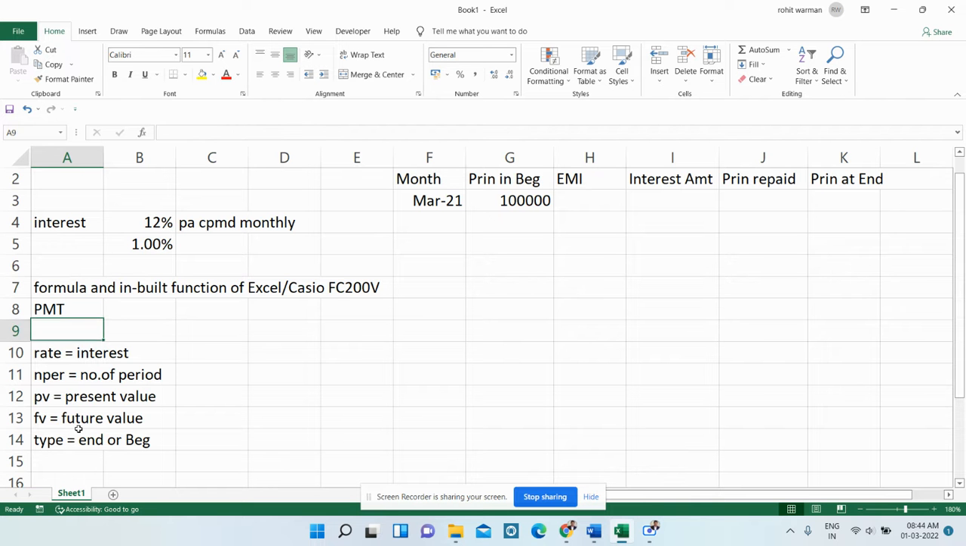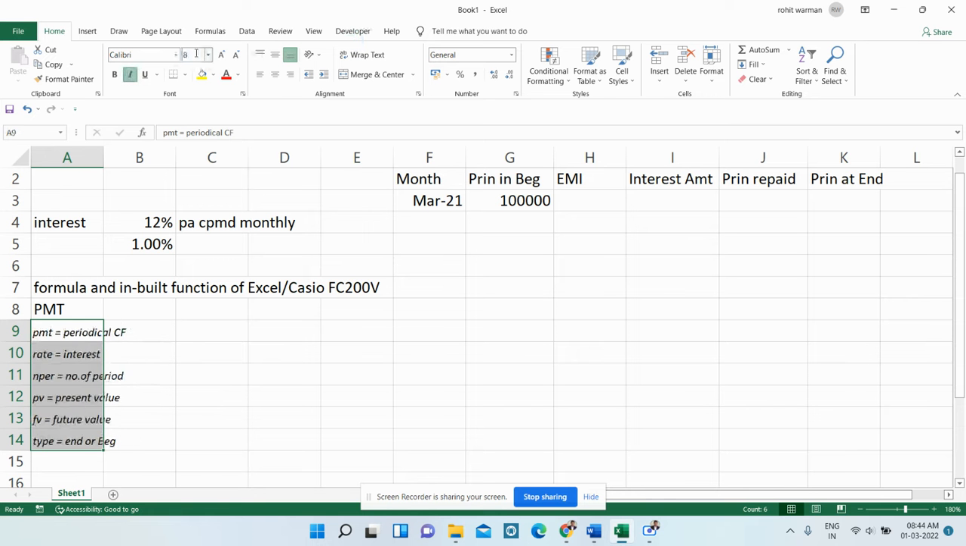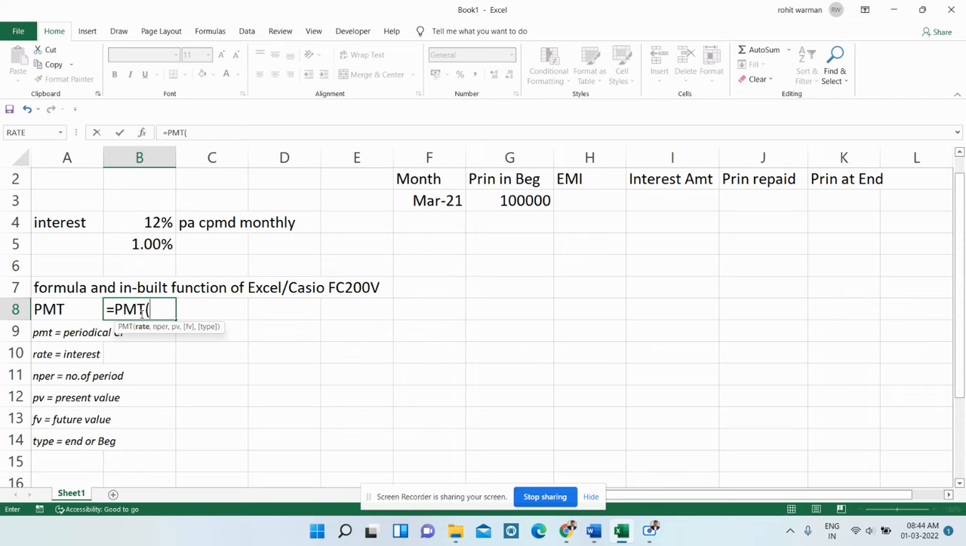And of course, PMT is the periodical payment. I'll put here PMT is your periodical payments or cash flow, simple CF, cash flows. So it can be receivable or it can be payable. So with these abbreviations, I'll use the inbuilt function. I'll go with the PMT, and the rate is 1%.